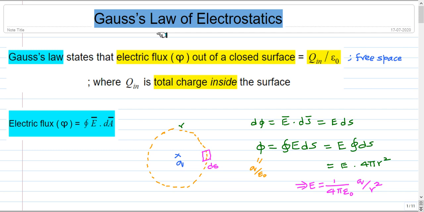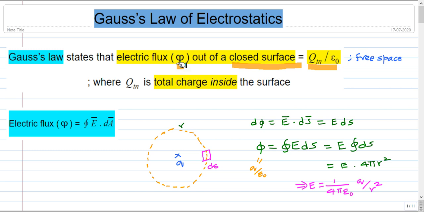In this video, I will discuss Gauss's law of electrostatics. Gauss's law states that the electric flux phi coming out of a closed surface is Q_n by epsilon naught, where Q_n is the total charge present inside the surface and epsilon naught is the permittivity of free space. Here we are assuming that the charge and the surface are present in free space.